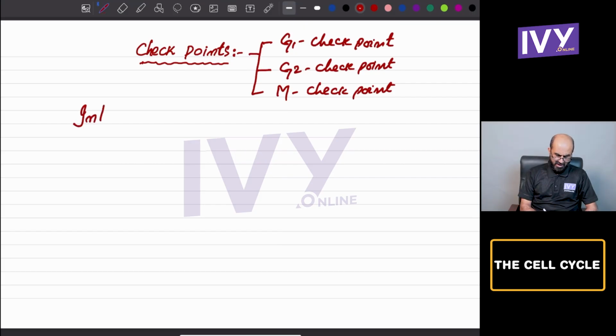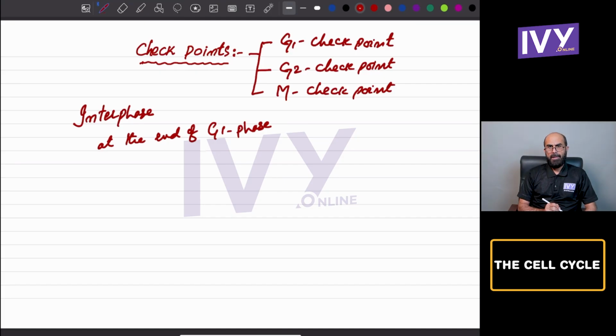So when interphase is in operation, during interphase, at the end of G1 phase, when G1 is going to finish, the G1 checkpoint will be in working. It will start the working, and it will observe all the aspects. Now you must know what was going on in the checkpoint.